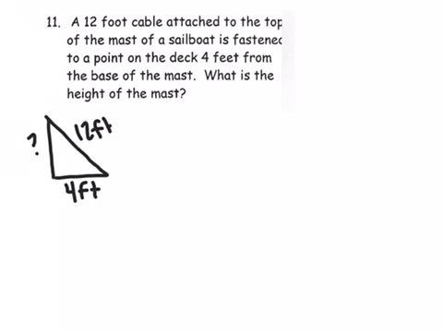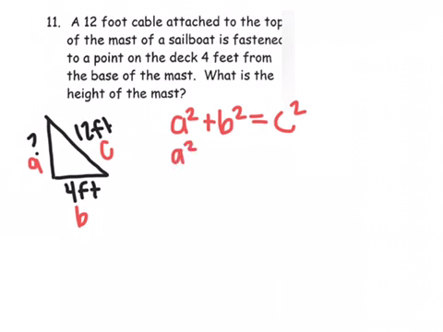So now we're going to label our numbers. So we know the slanted length, or the longest length, is C. This length on the bottom, 4 feet, is going to be B. And we're solving for A. So now we're going to pull our equation out. A squared plus B squared equals C squared. Now we're going to plug in our numbers. So we don't know A, so A squared plus B squared, 4, equals C squared, which is 12.